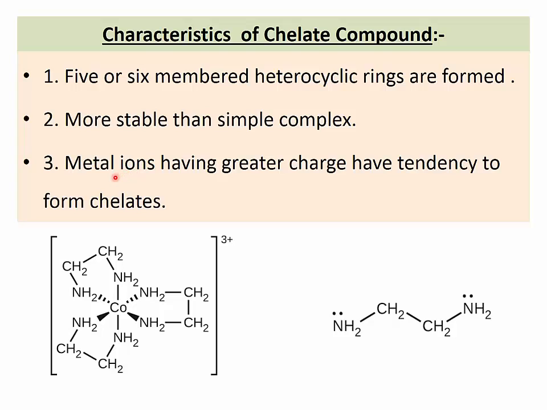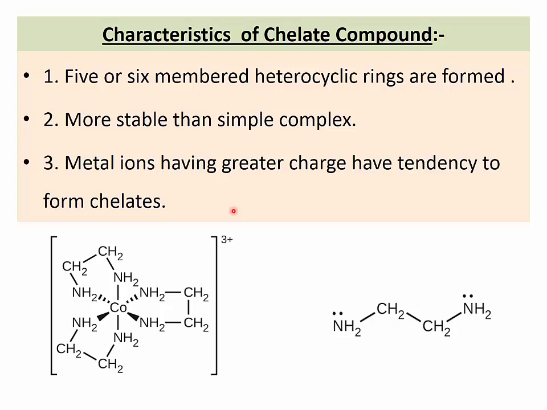Next property, metal ions having greater charge have a tendency to form chelates. For example, Fe3+ forms more stable complexes. It has more tendency to form chelate compounds as compared to Cu2+, or a metal ion having +1 charge.